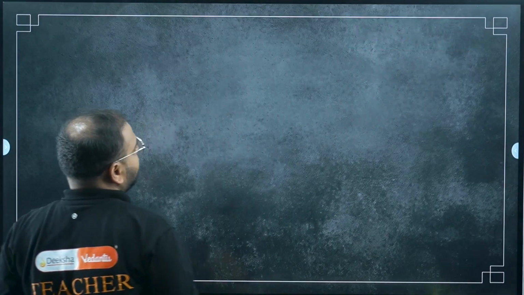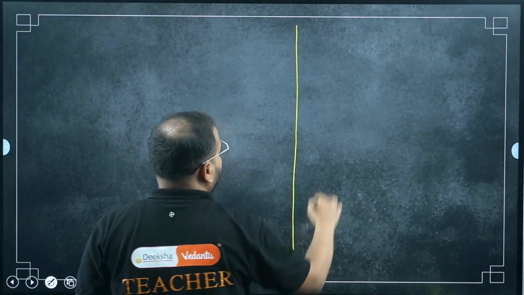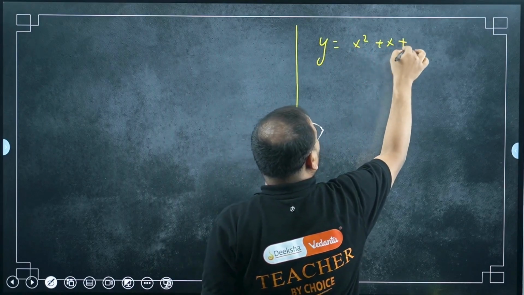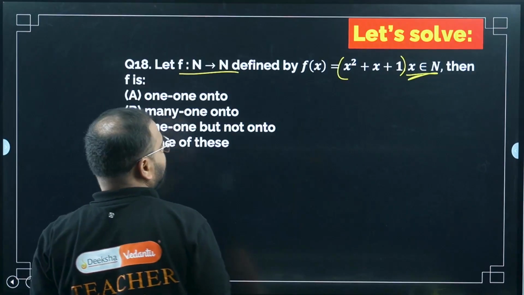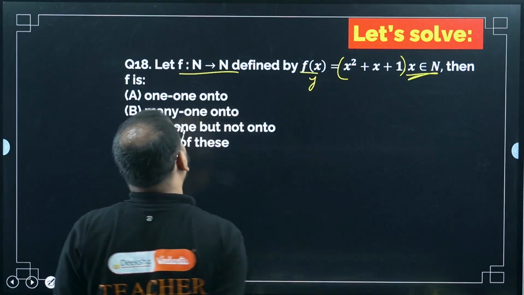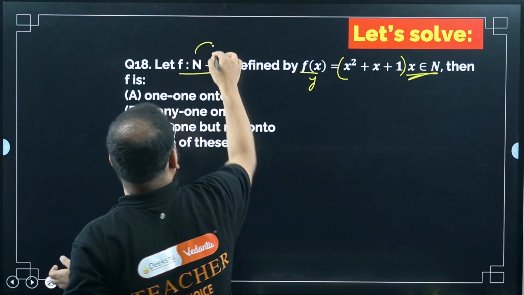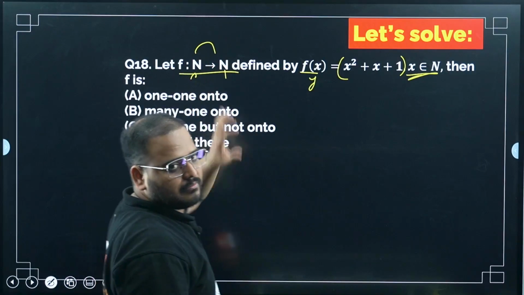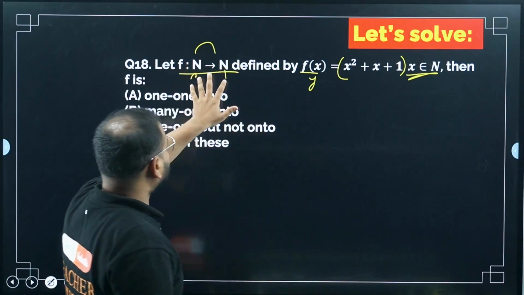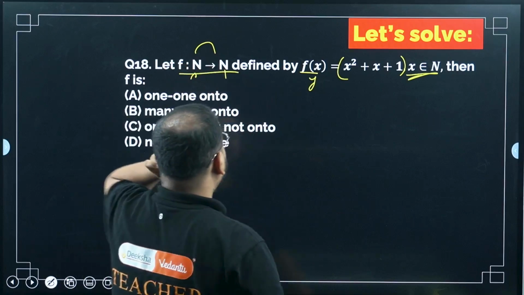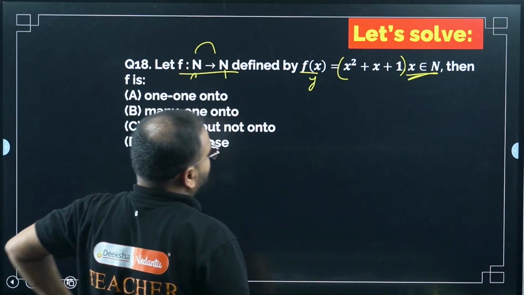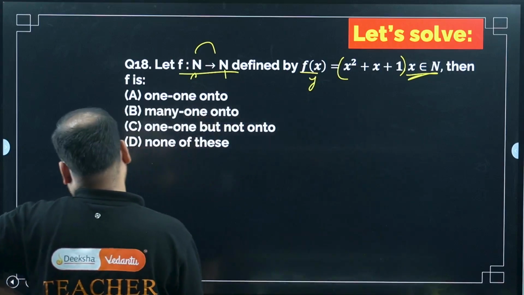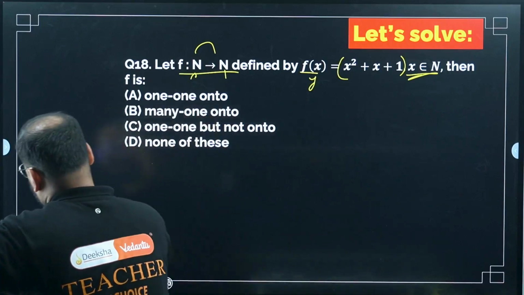Y equals x square plus x plus 1. I'm writing f(x) as y. Defined on what? Defined on natural numbers, which means the domain is natural and the range is also natural. Both the domain and codomain are natural numbers. I've taken y equals f(x) as y equals x square plus x plus 1. Check whether it is one-one or onto.